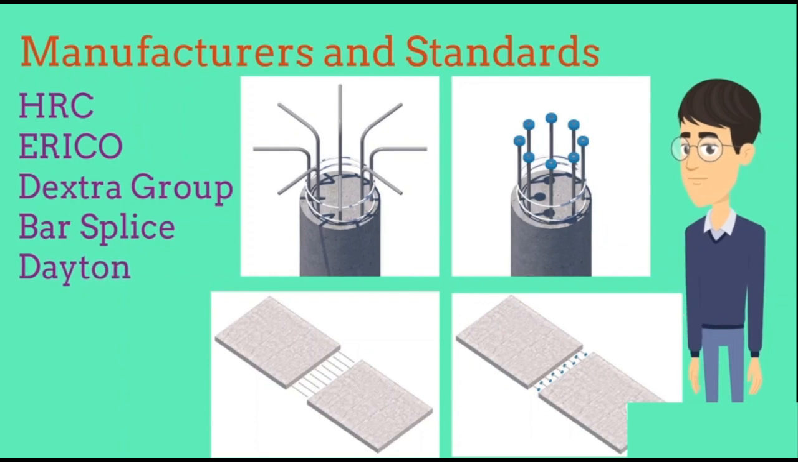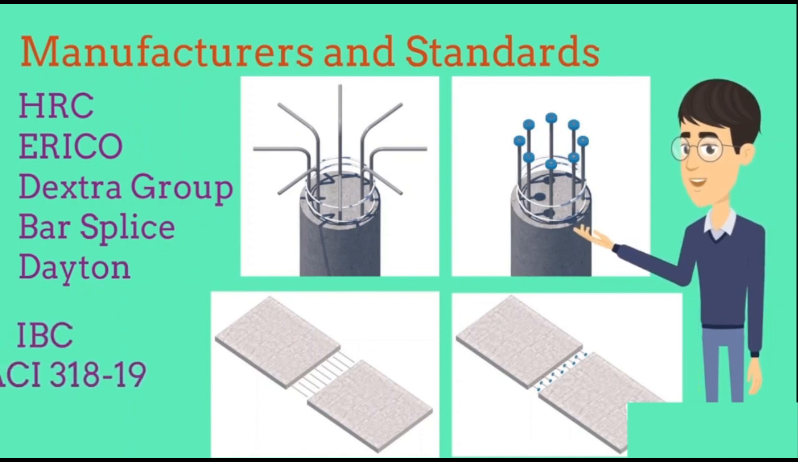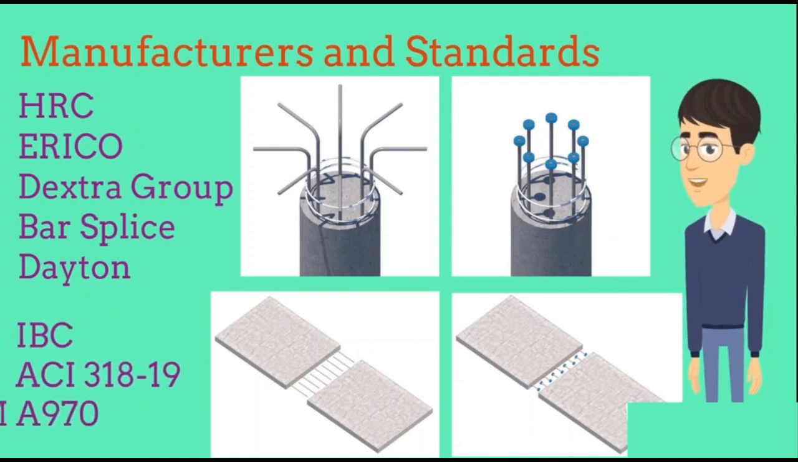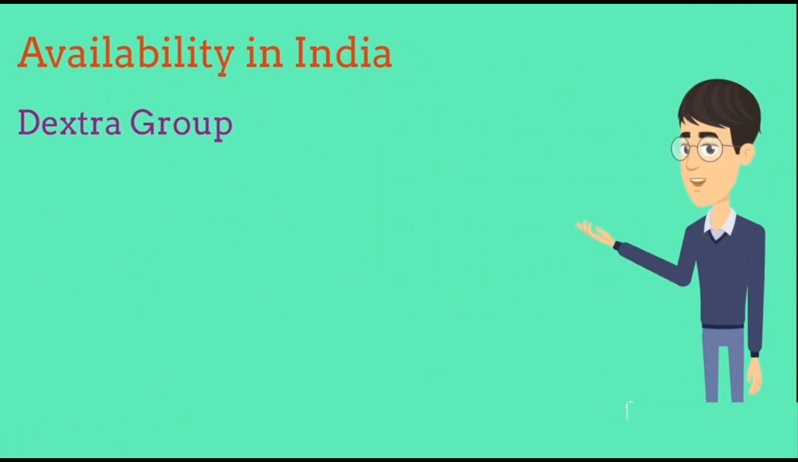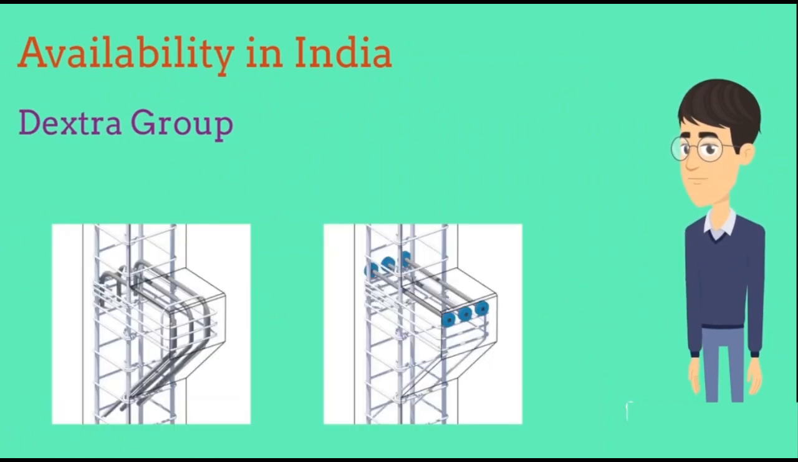It's important to note that both the IBC and ACI 318-19 require headed bars to meet the Class HA head requirements outlined in ASTM A970. These requirements ensure a minimum net bearing area, absence of obstructions, and specified tensile strength. For our viewer in India, headed bars are provided by Dextra, offering a specialized reinforcement solution for various construction projects.